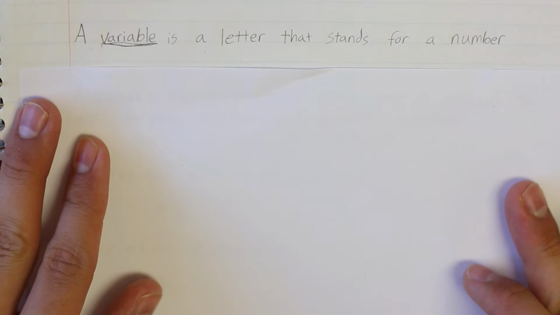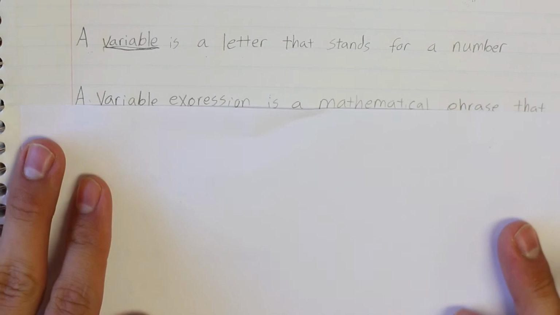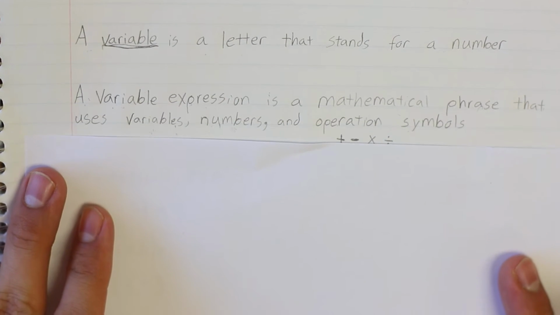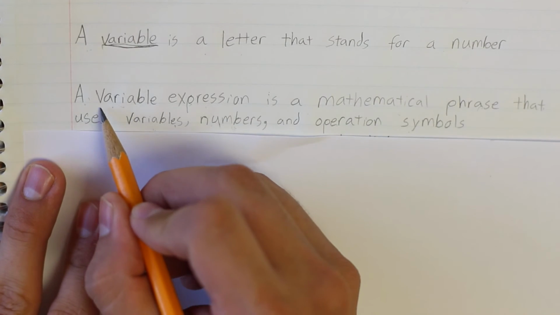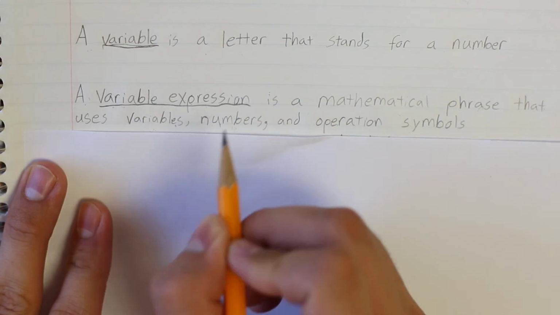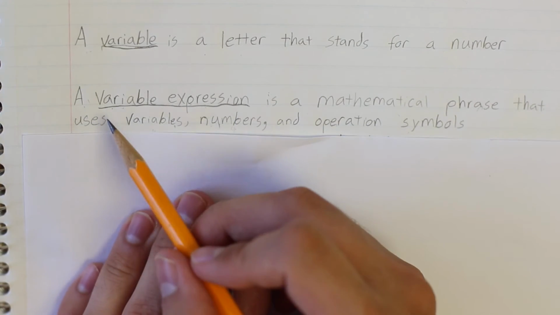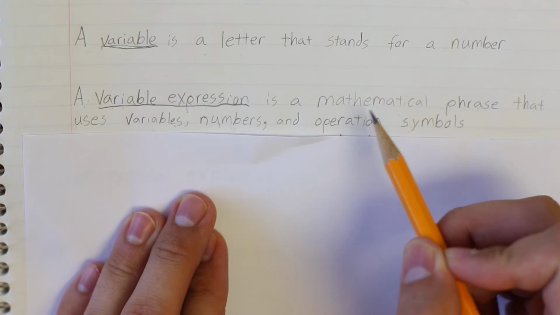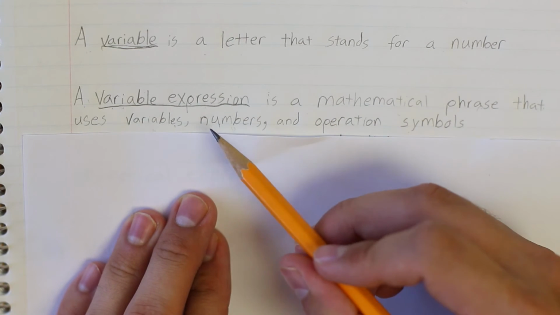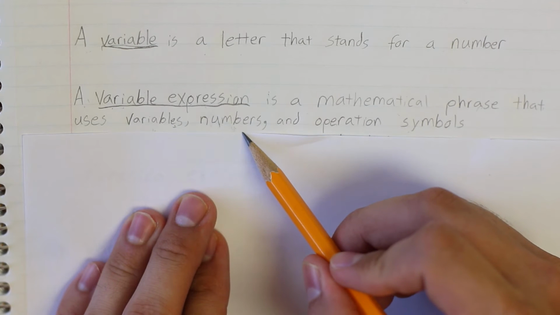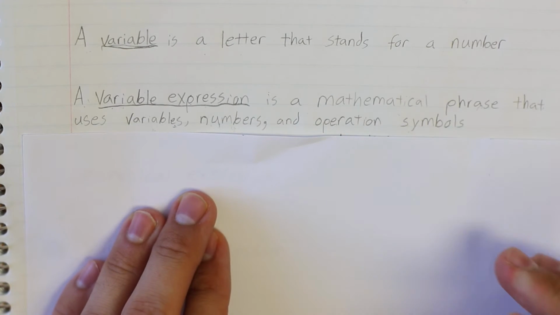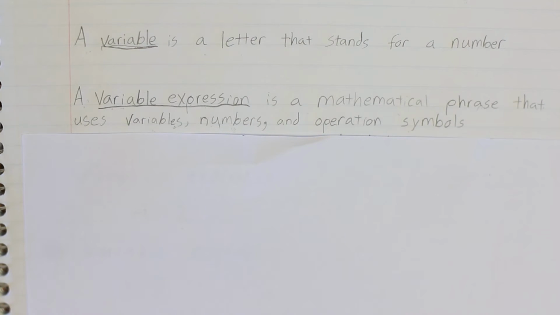Let's look at another phrase that we need to define. And it's this one right here. Variable expression. Okay? So a variable expression is a mathematical phrase that uses variables, numbers, and operation symbols. Okay? So it's a phrase that uses variables, numbers, and operation symbols.